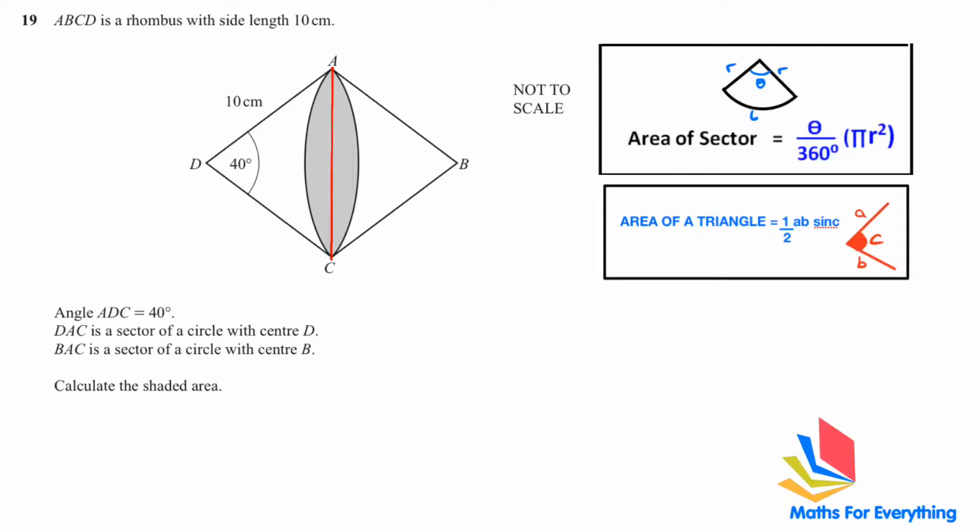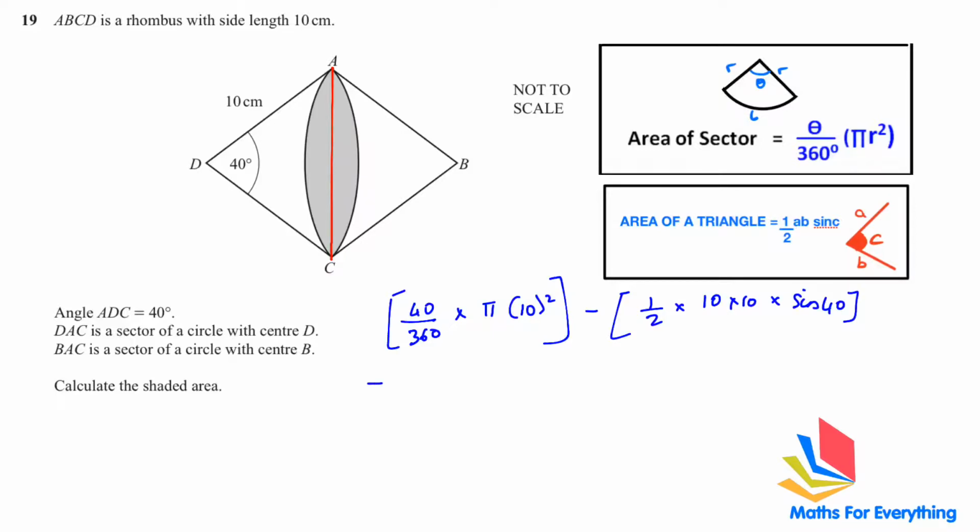First, area of sector will be 40 over 360 multiplied by pi 10 square, minus area of triangle, which is half AB. AB are your sides, which is 10 and 10, and sine C, which is the angle, sine 40. This will give us 2.767.